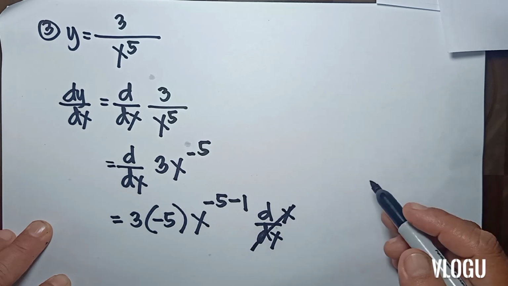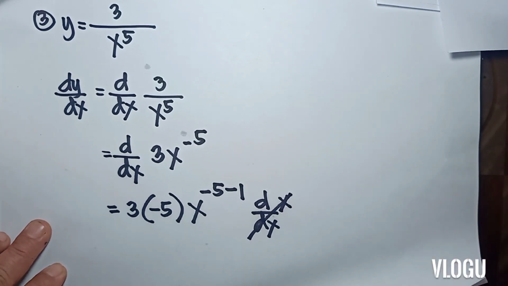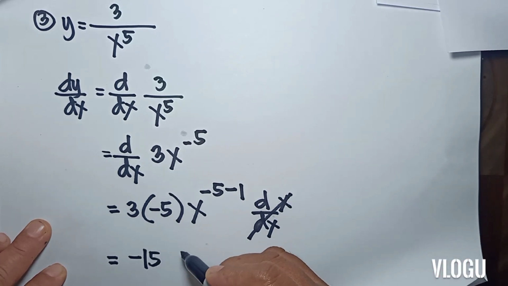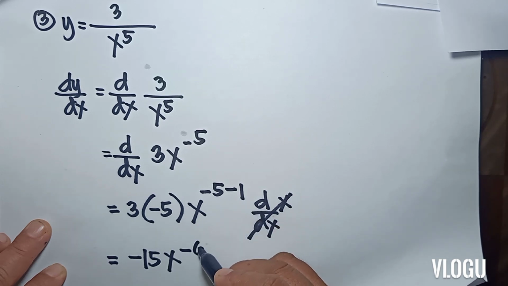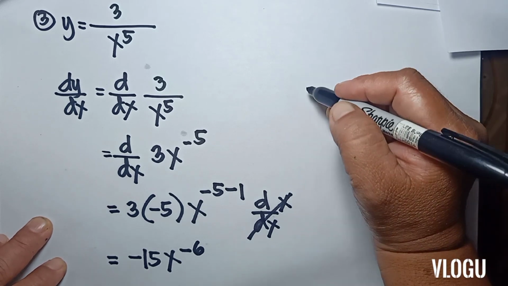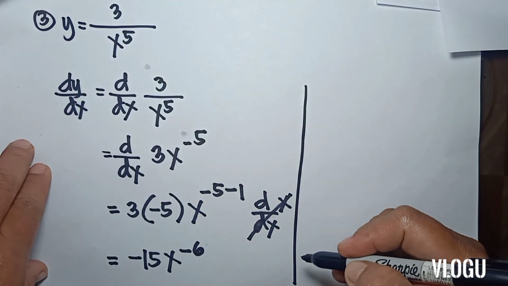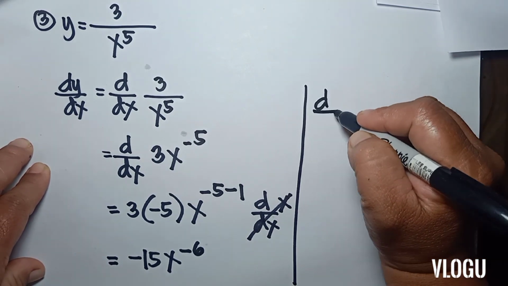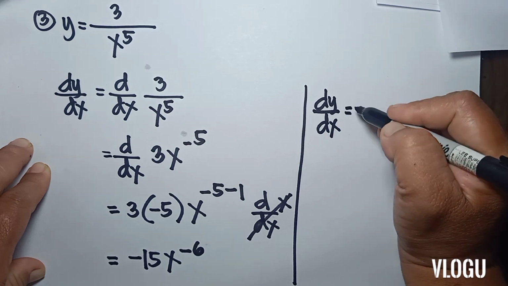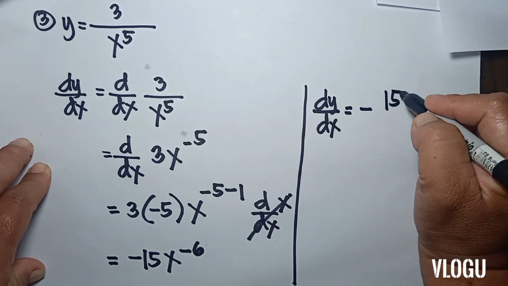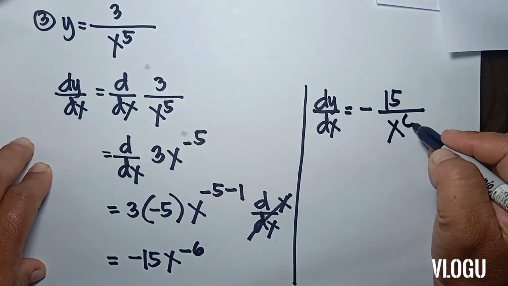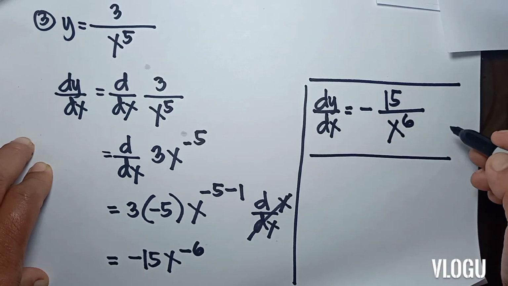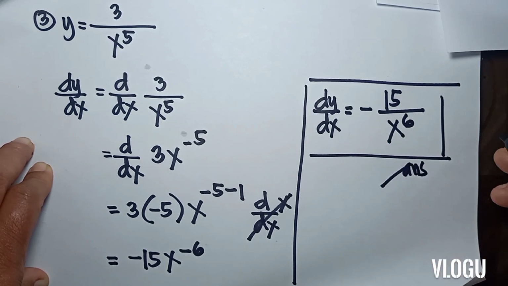So this would be cancelled out. So therefore we have, okay, negative 15 x negative 5 minus 1 negative 6. So our final answer, that will be equal to dy over dx equal to negative 15 over x positive 6. That is now our final answer.